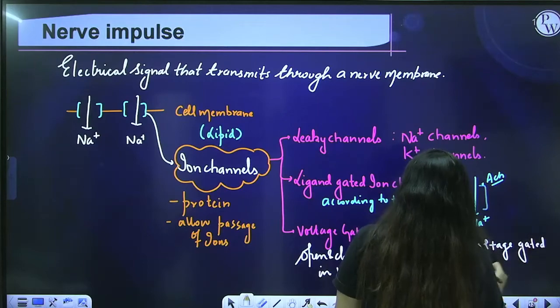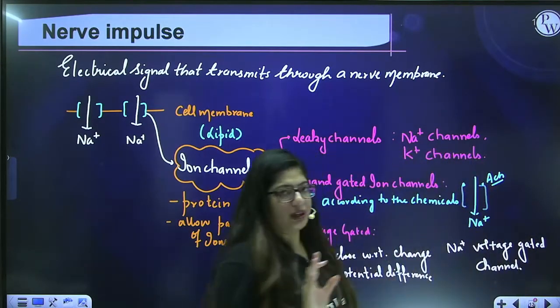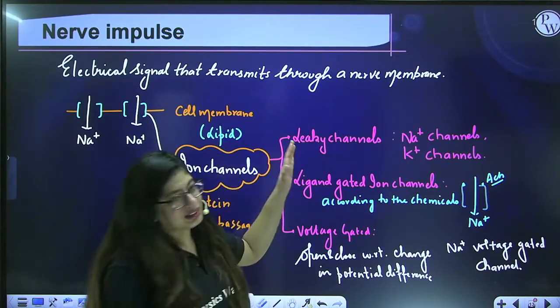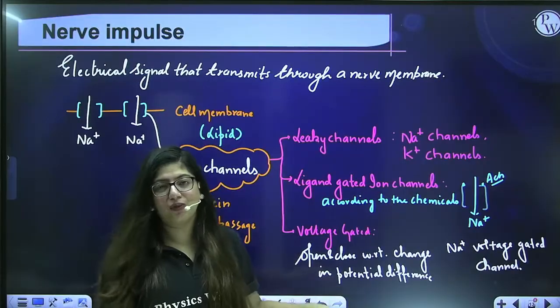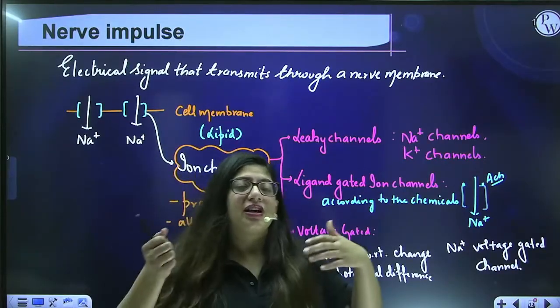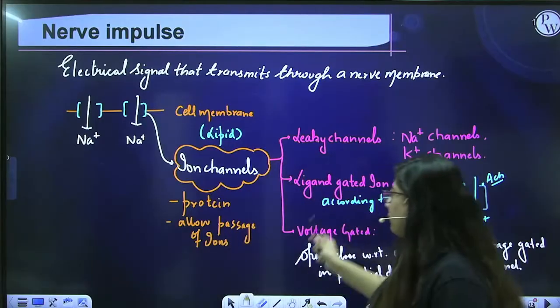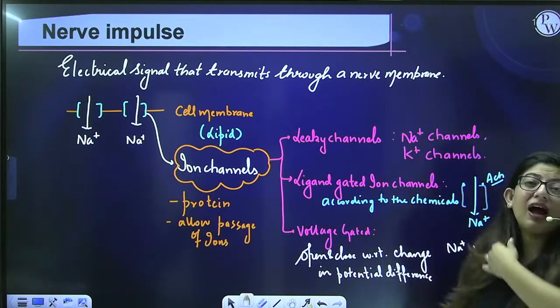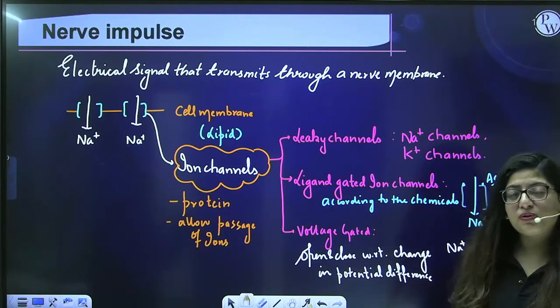So as you can see, what is that common thing? The common thing is everyone is transporting sodium. There can be sodium ion channels in the leaky, there can be sodium ion channels in the ligand, there can be sodium ion channels in the voltage. The only difference is the kind of stimulus that opens and closes it. For opening this kind of channel, you need a ligand, a chemical. To open this kind of channel, you need a change in the potential difference.